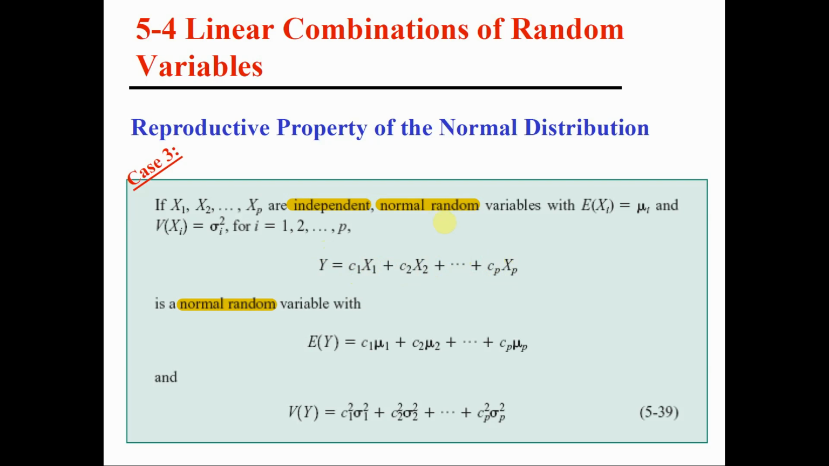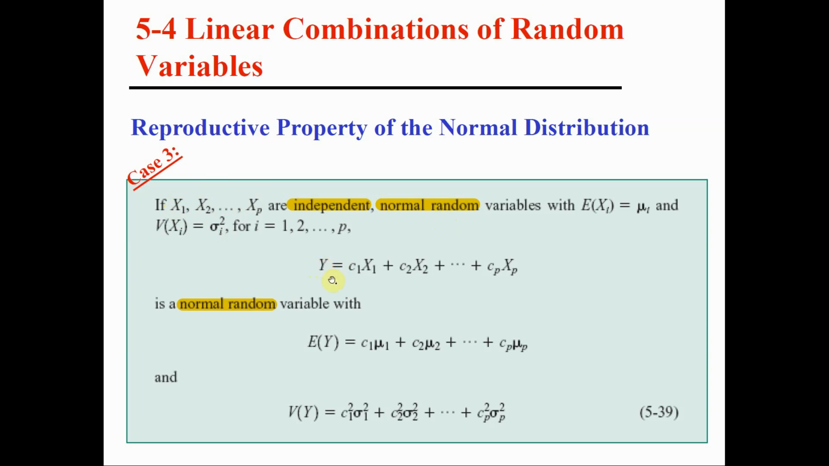Actually, in case 1, we did not care about the distribution. We just said that x1 through xp are random variables. That's it. And for each one, we know the expectation and we know the variance, and we just expressed the expectation and the variance of the new variable y. So let's do the same thing and then come back to the normal distribution.